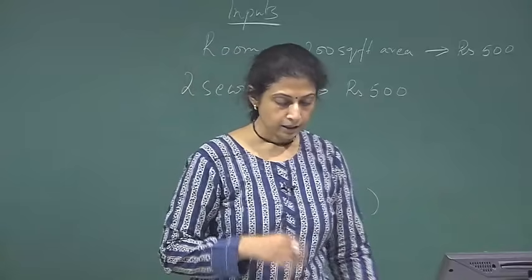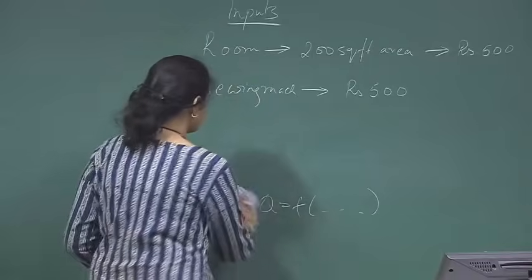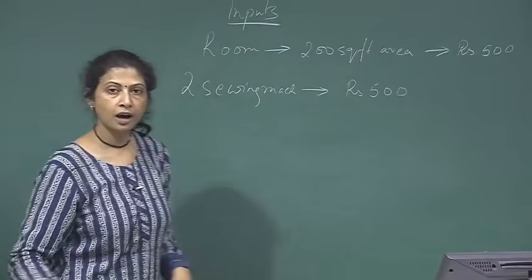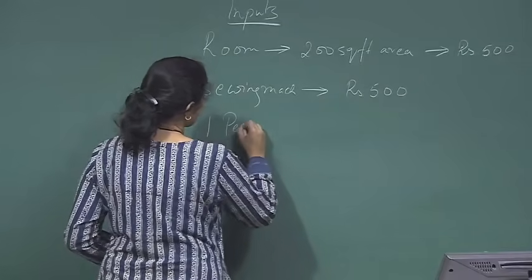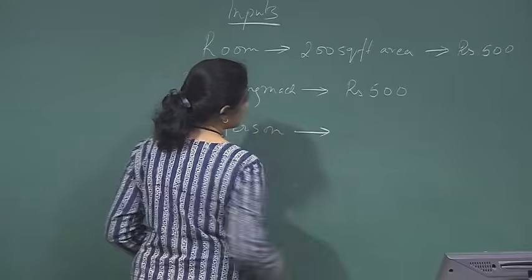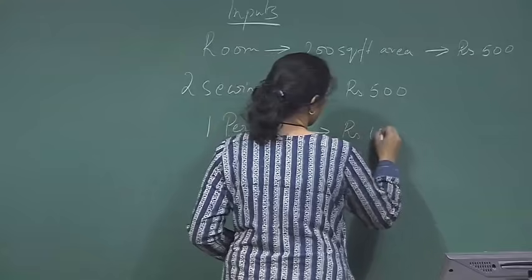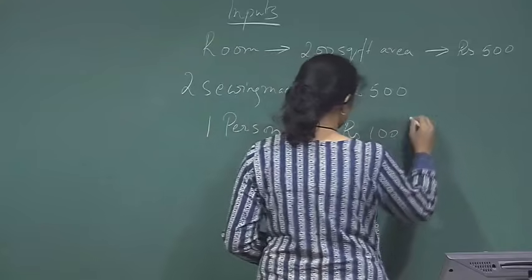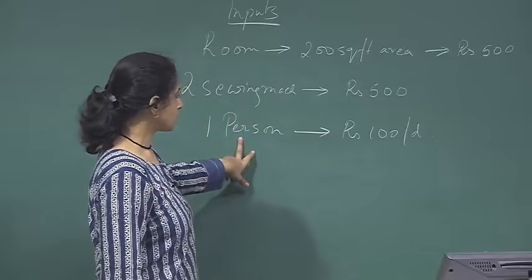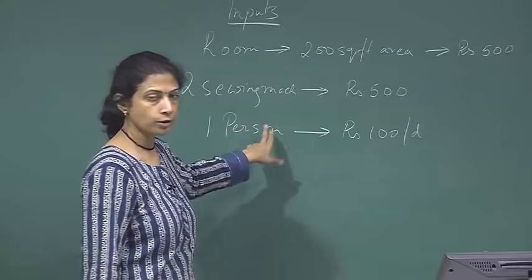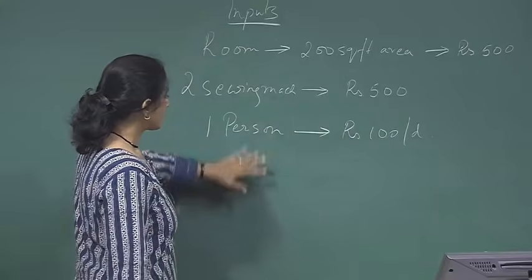Now imagine he has engaged one person. He hires a tailor, or he hires a person. He hires one person, and say he pays him rupees 100 per day, and he hires this person who is going to stitch garments for him. So these are his inputs.